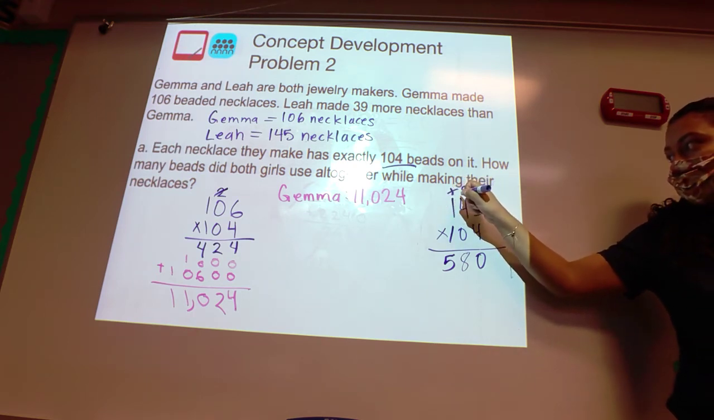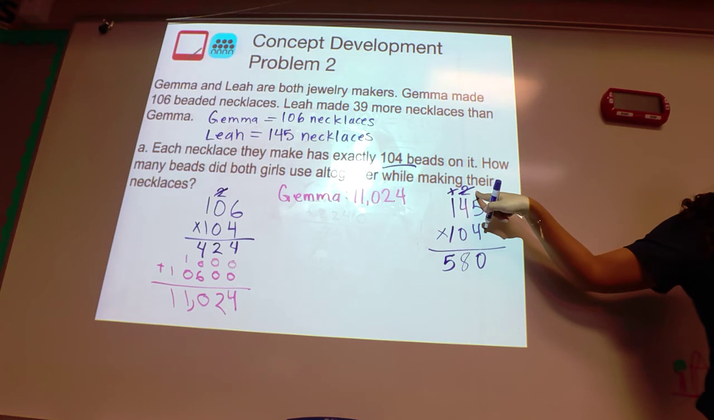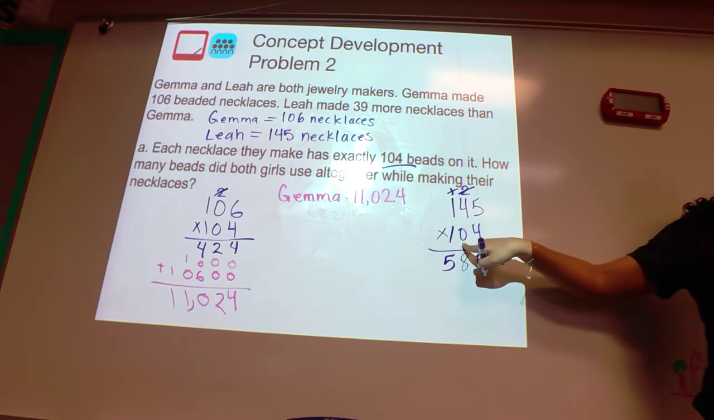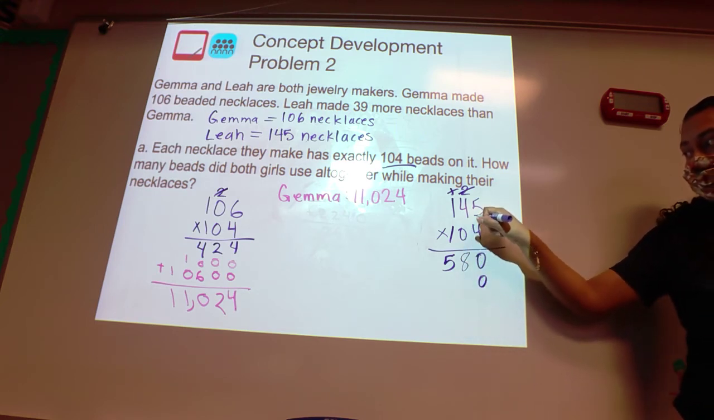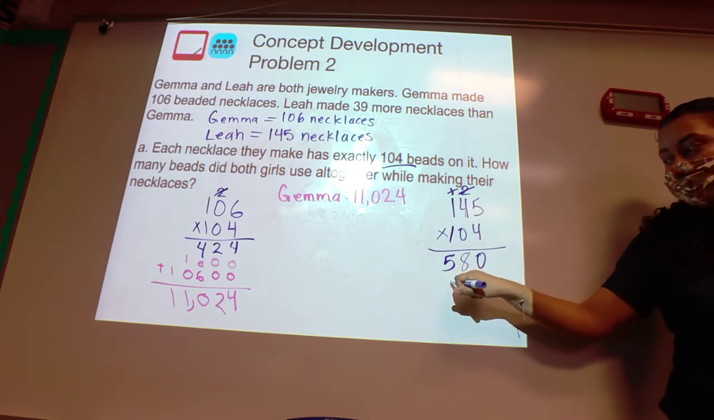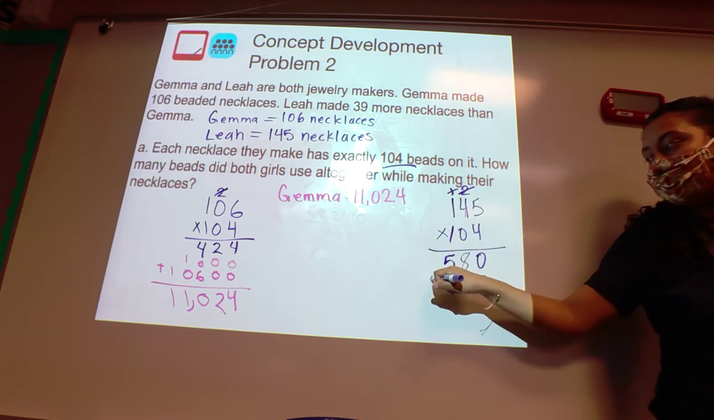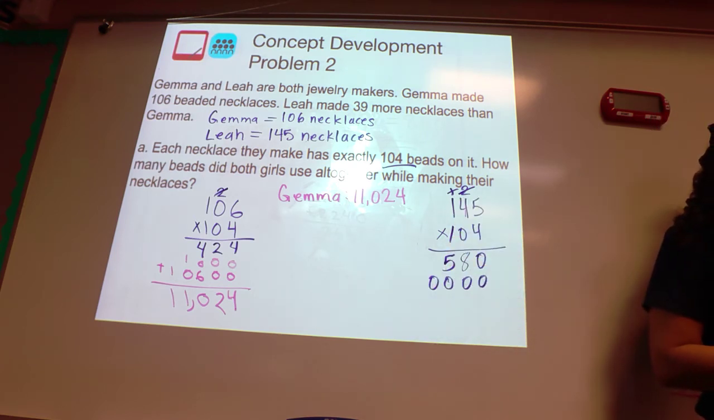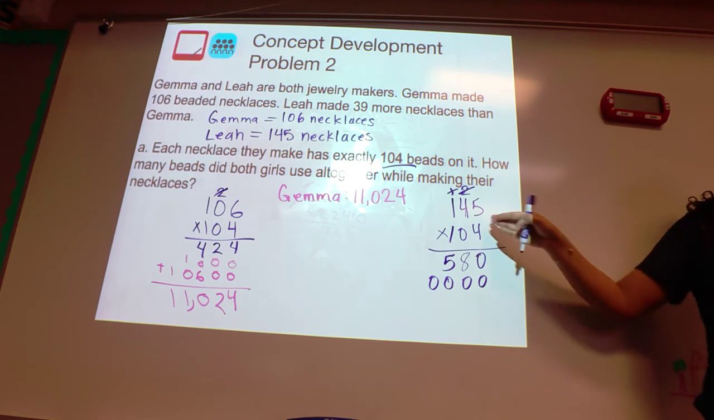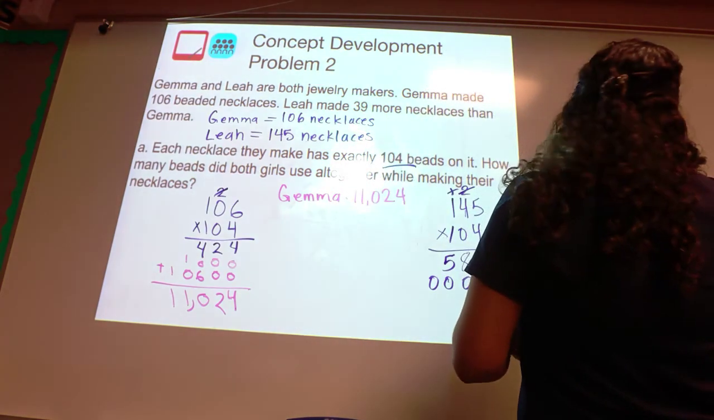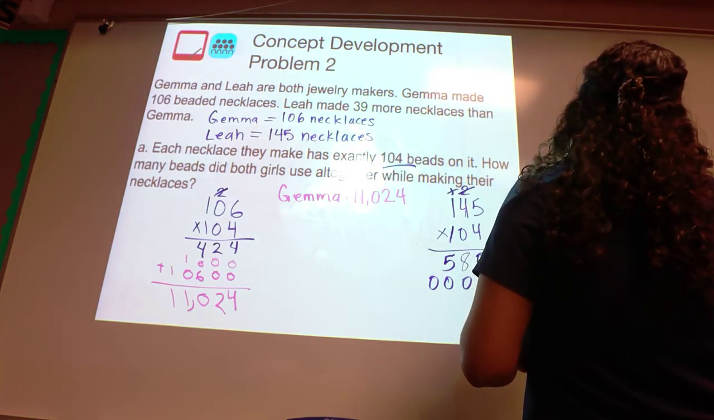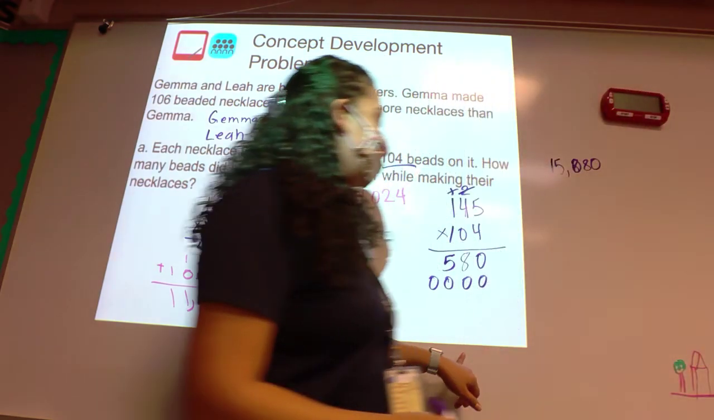Now I'm going to cross out this 1 and that 2 so we don't accidentally use them again. Now we would have 0, 10 times 145. So 0 times 5, 0. 0 times 4, 0. 0 times 1, 0. For this one, 0. Okay, what'd you get? I got 15,080. Alright, we'll see.